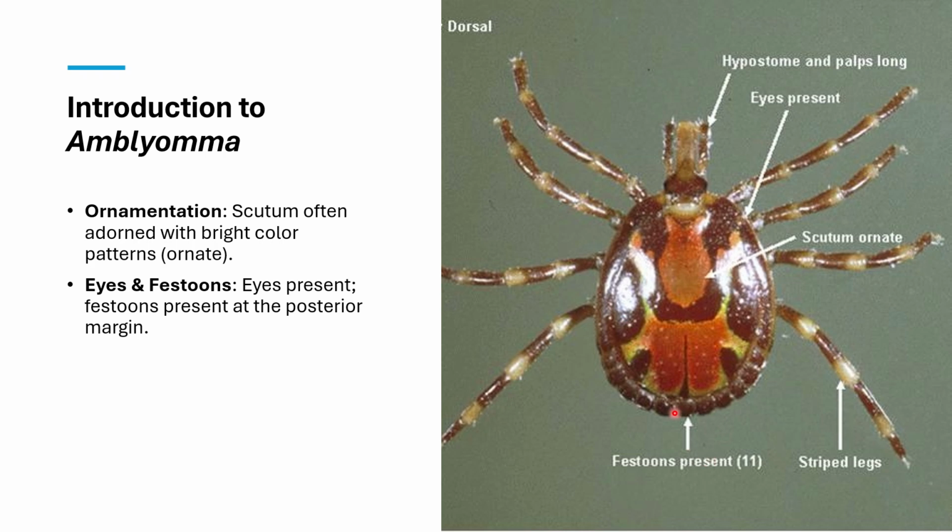The diagram shows the dorsal view of a male Amblyomma variegatum with identifying features of the genus Amblyomma. So we have here the mouth parts. They have a long hypostome and palps. We also have the presence of the festoons, 11 in total. So there are 11 festoons, and as you can see here, the legs are striped.